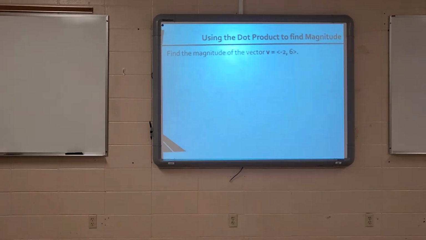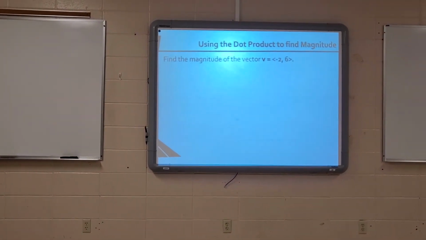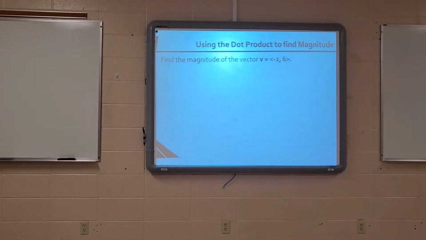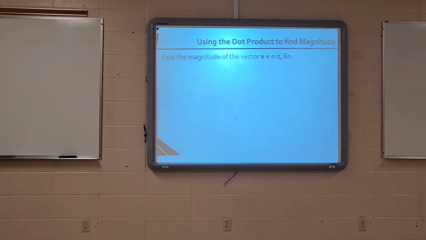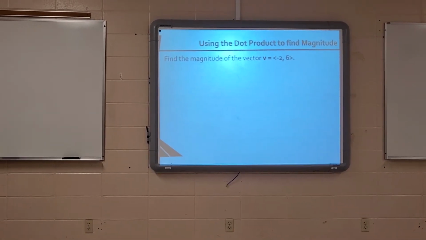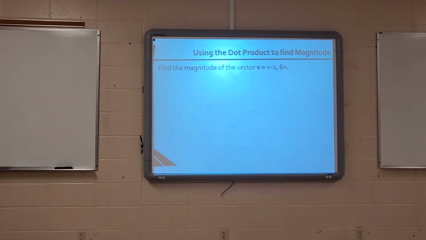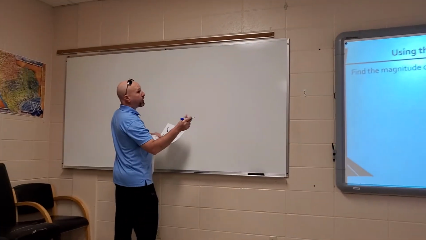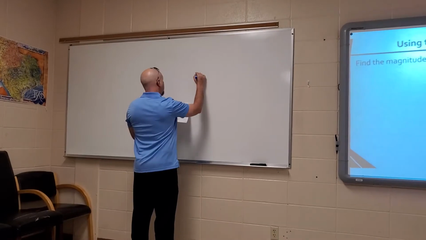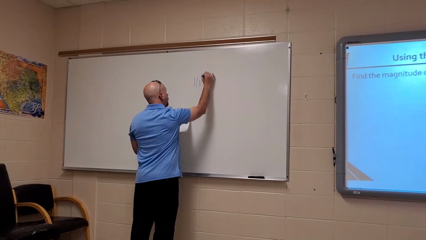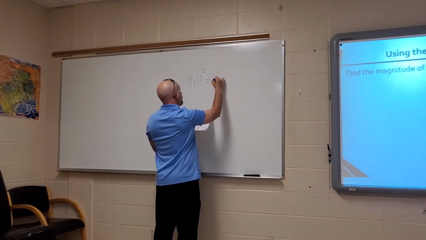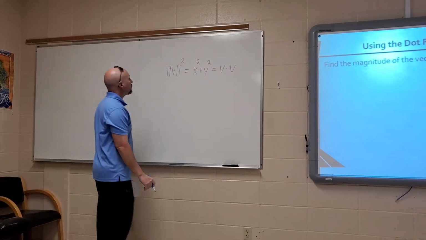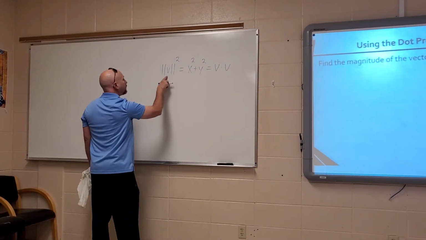So, find the magnitude of vector v using the dot product. Well, if we think about the previous thing, it said that the magnitude of v squared was x squared plus y squared, which was v dot v. So then v dot v is the magnitude squared.